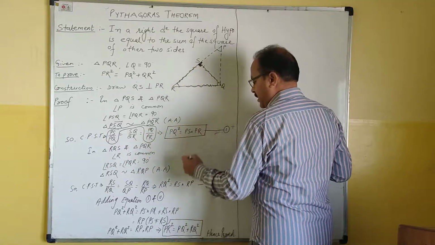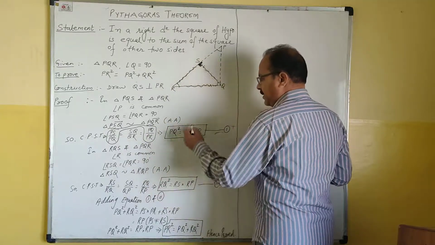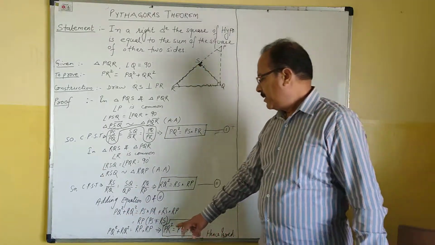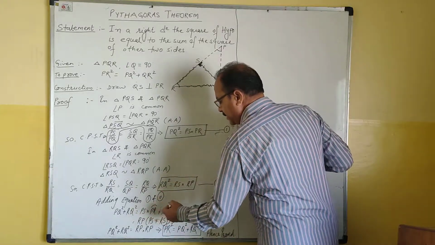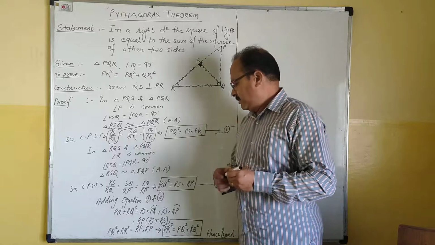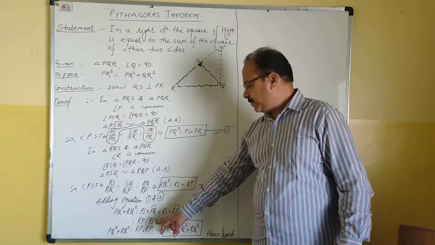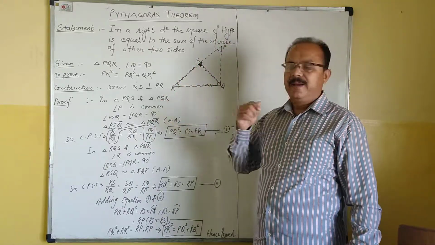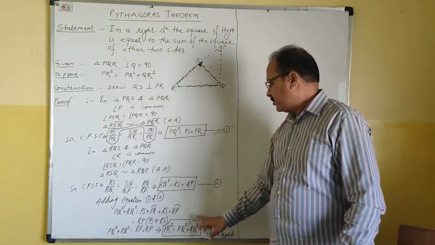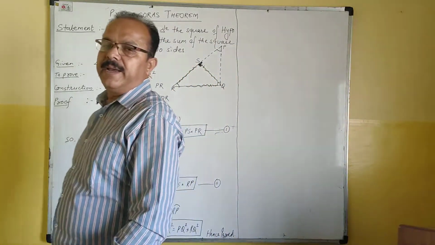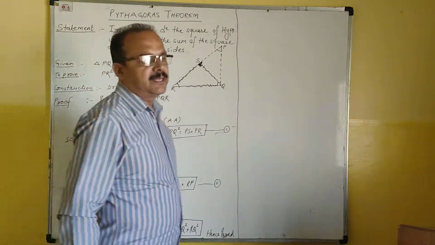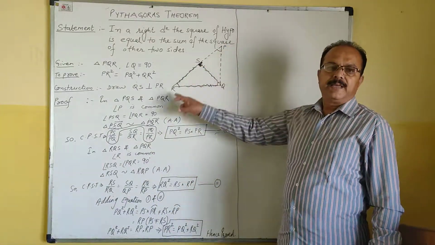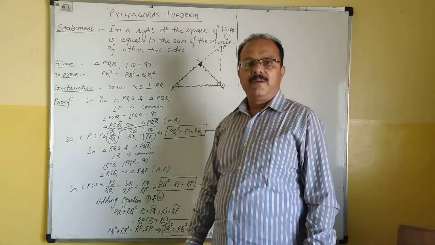So by adding these two results, PQ square equals PS into PR and RQ square equals RS into PR. When you add, you can take PR common on both sides. What is left is PS plus RS. And what is PS plus RS? PS plus RS is PR again. So it will be PR square. So we have proved that PR square is equal to PQ square plus RQ square. So this is all about your Pythagoras theorem.